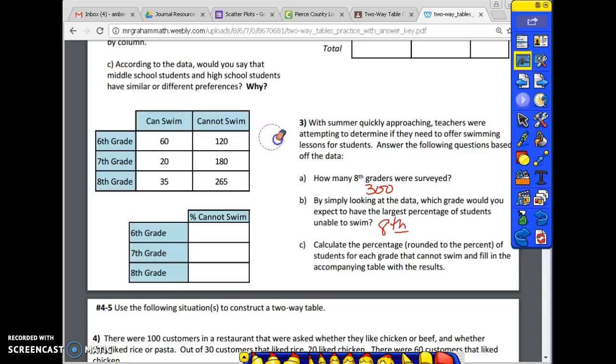So we're actually going to do this horizontally instead of vertically. We have 300 total 8th graders, and there are 265 out of those that cannot swim, which is, when you divide that, 88%. We have 200 7th graders, 180 of them cannot swim. When you divide that, you get 90%. And then for 6th grade, you have 180, and 120 of them cannot swim. So that's 67%.